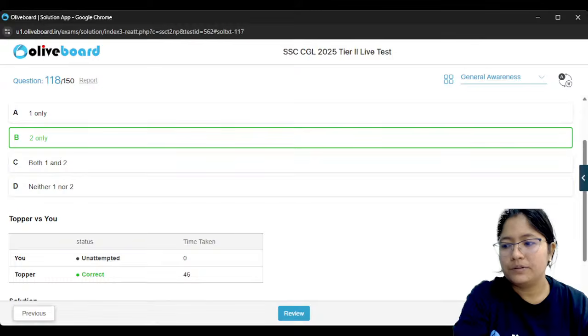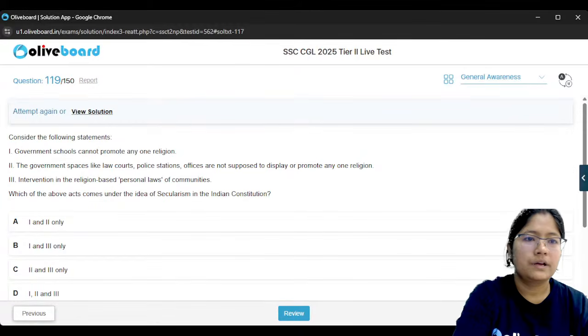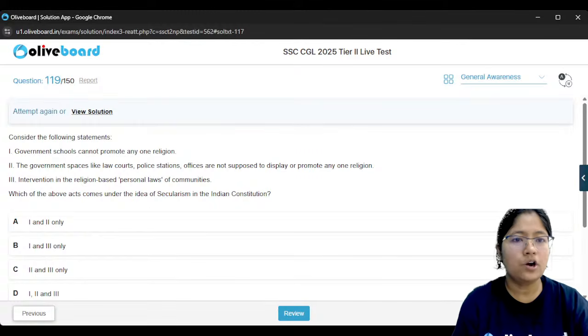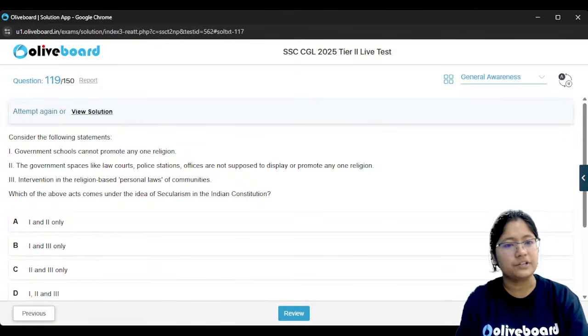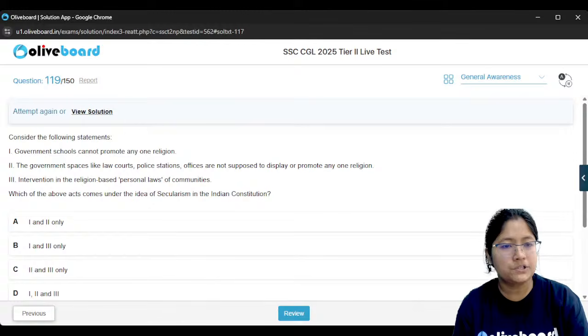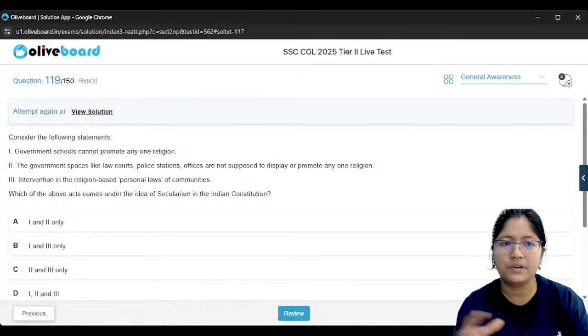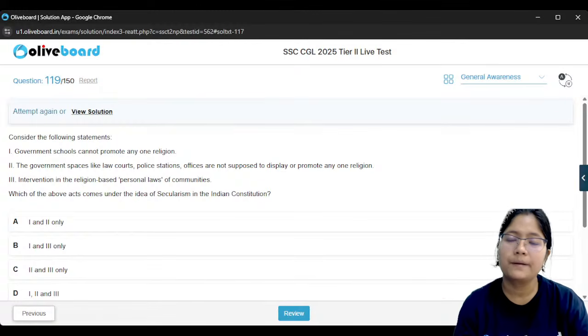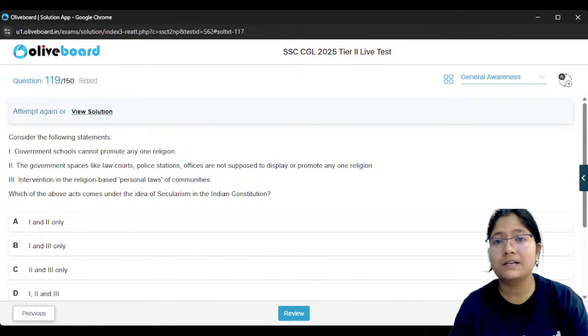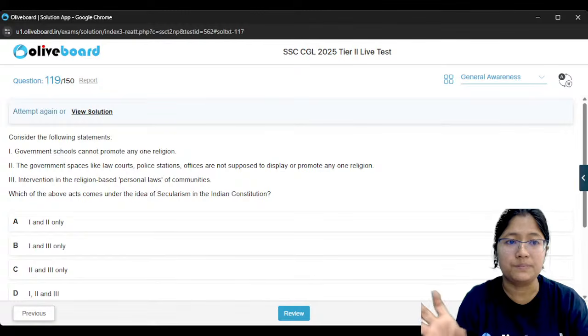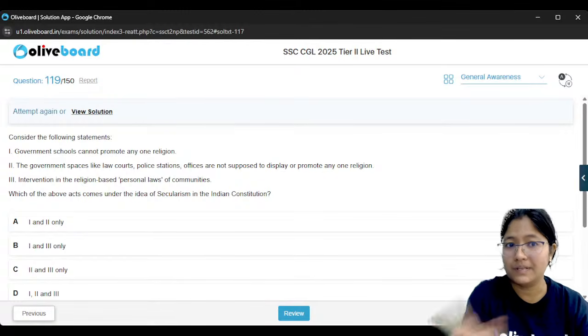Okay. Let us come to the next question. Government schools cannot promote any one religion. True or false? True. Government schools cannot promote any one religion. If a government school is celebrating Diwali, they have to celebrate Christmas also, like that they do. But nowadays there are trust-based schools. And if a trustee is managing it, then in that case, only one religion is being promoted. But in the case of government schools, they cannot promote it.